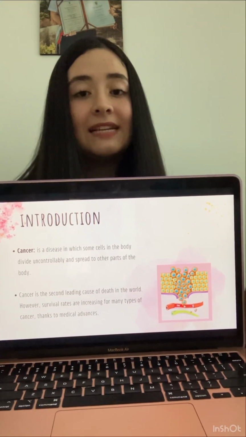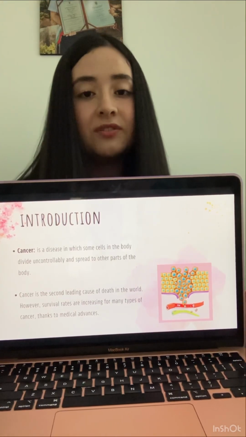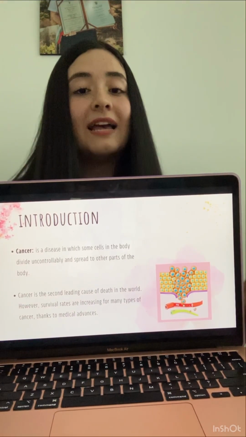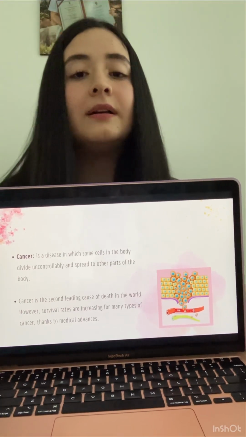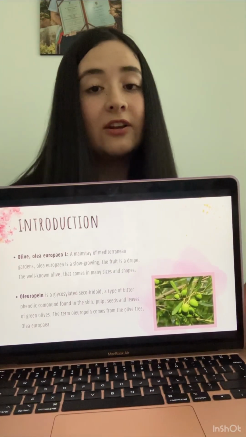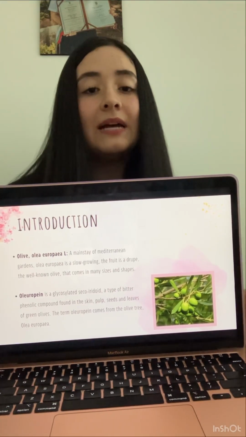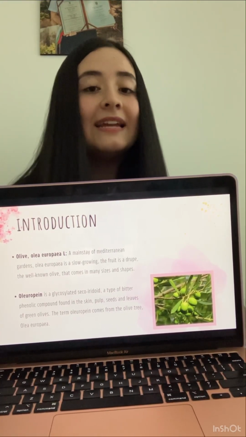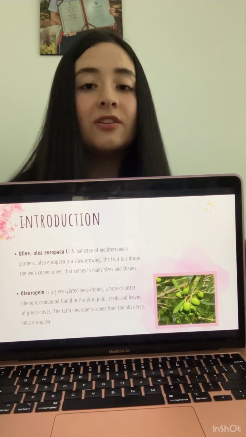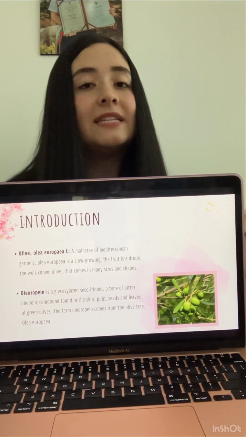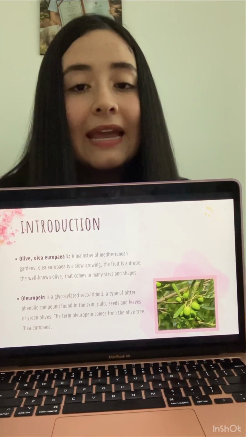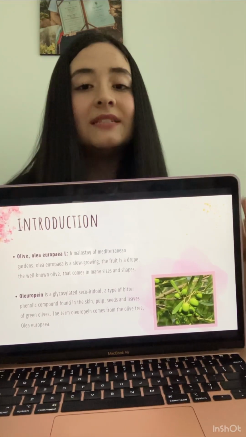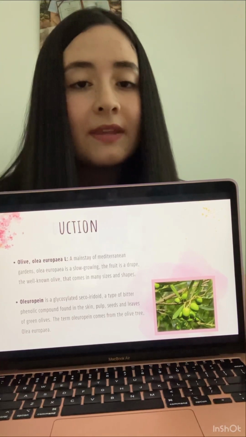Cancer is a disease that deals with uncontrolled cell division. It's important to know that cancer is the second leading cause of death in the world. I will also talk about the olive, a medicinal plant that comes from the Mediterranean. Its fruit contains oleuropein, a secoiridoid, a type of bitter phenolic. This component has been found to be a potent antioxidant.